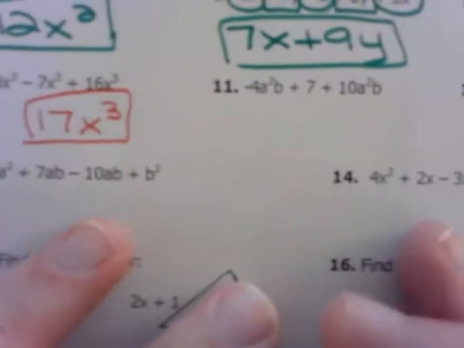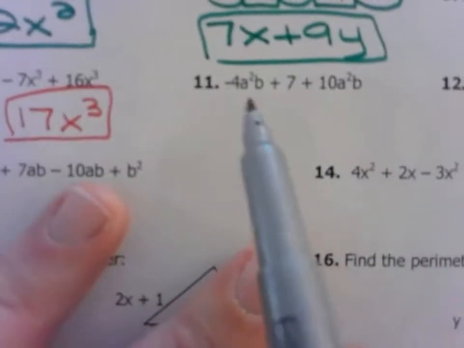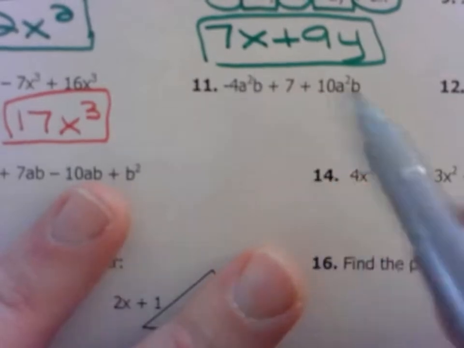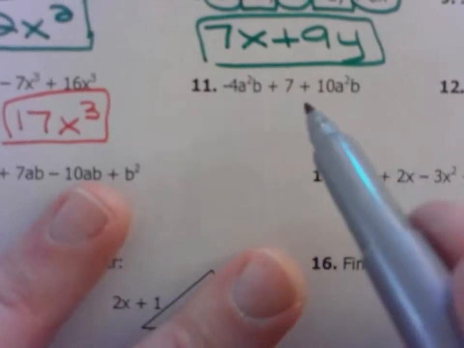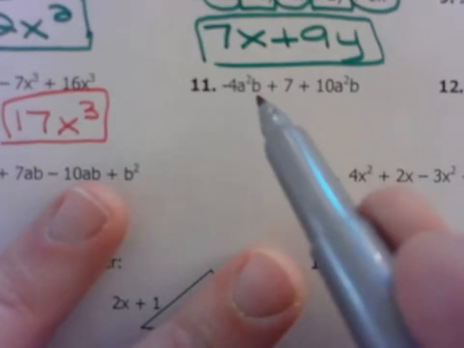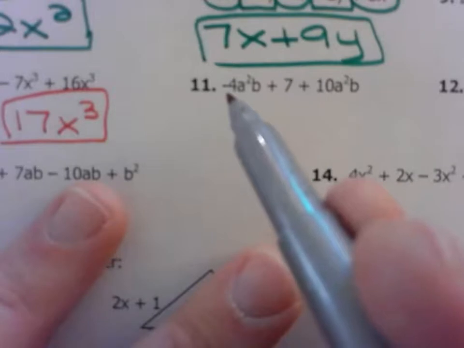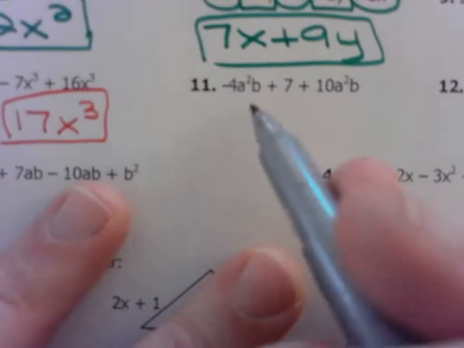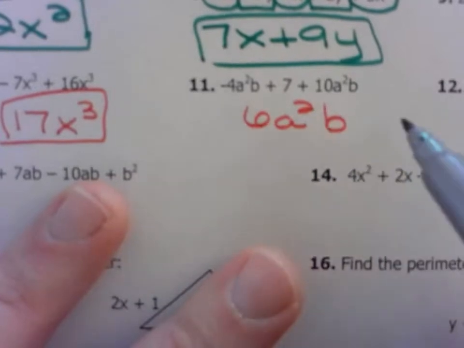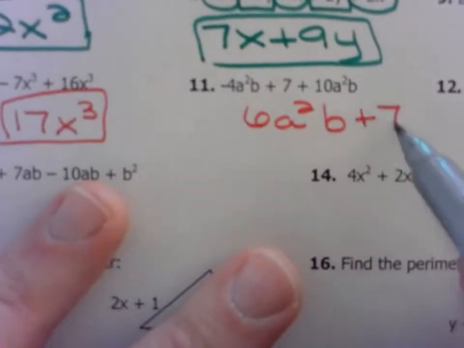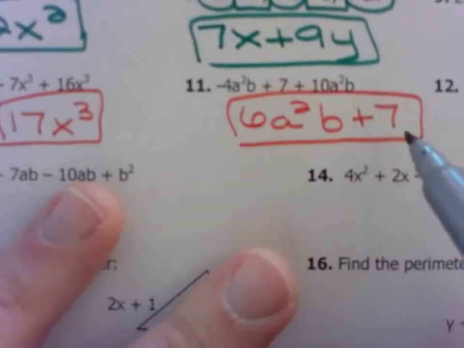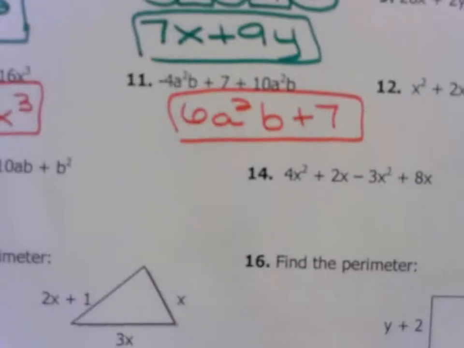Now, if I look at 11. If you have multiple variables in a term, that's okay. Like this one, I have a squared b and a squared b. If they're the exact same variable and exponent, a squared b, you just combine the coefficients. What is negative 4 plus 10? 6. Keep a squared b the same. And then I need to put what? Plus 7. 7 is my constant. There's no other constant to combine it with, so I keep it as plus 7.